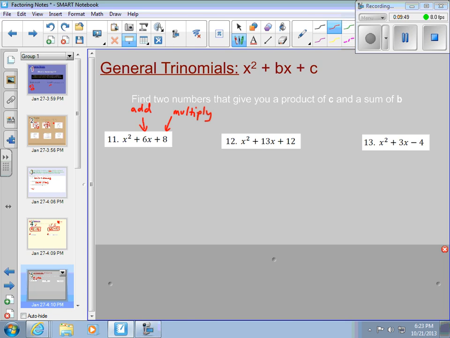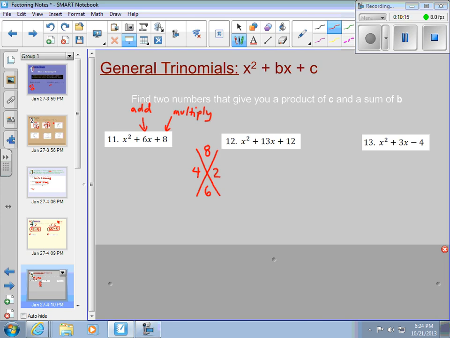Some people, when they're doing these, like to make a little X type picture to help them out. So you can put the two numbers 8 and 6 in here, and then you want to figure out what two numbers are going to multiply to 8, so multiply to this top number and add to the bottom number. Well, if you think about it, the two numbers that make this work would be 4 and 2.